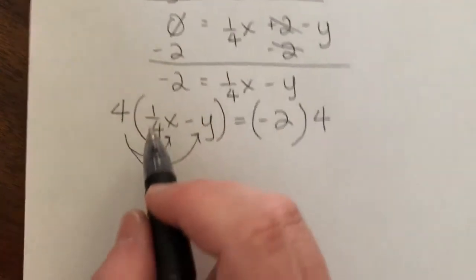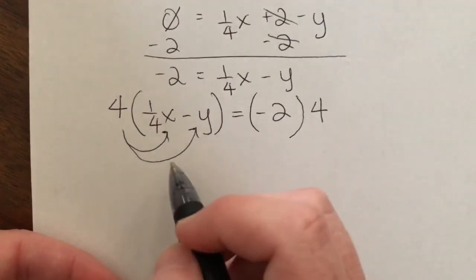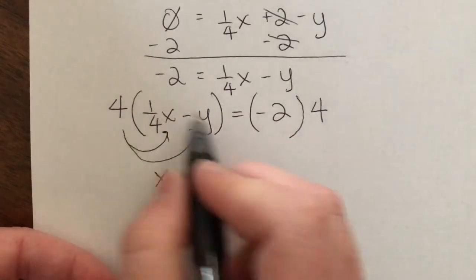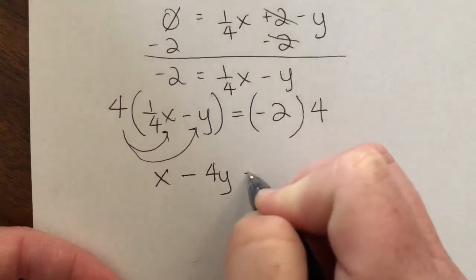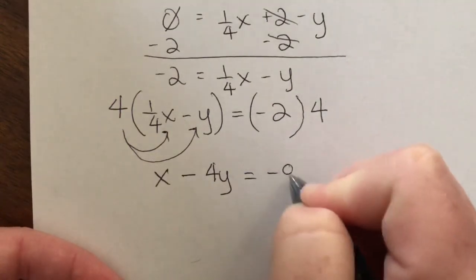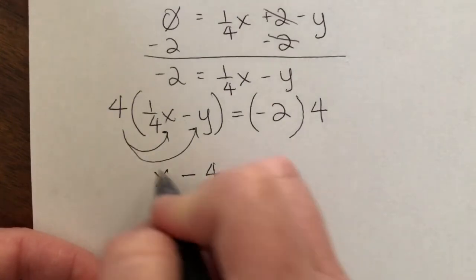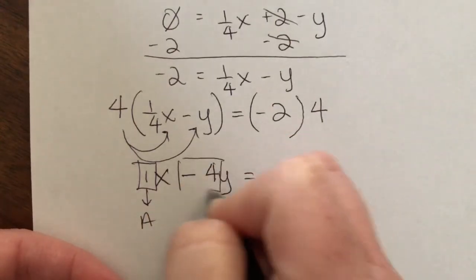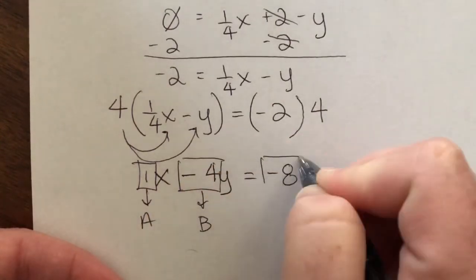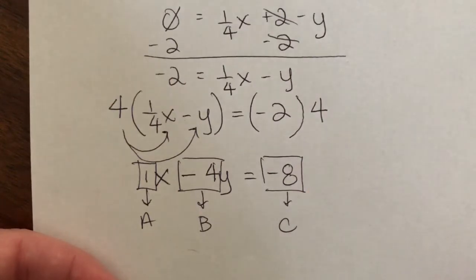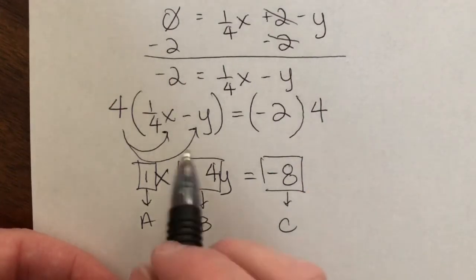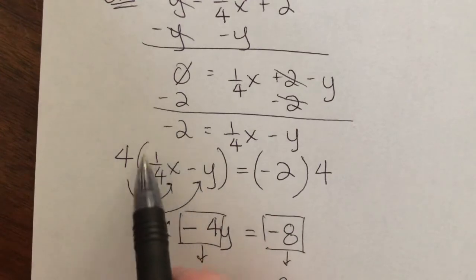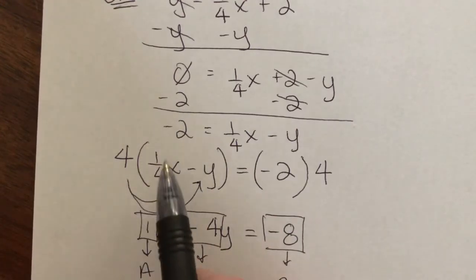Okay, so 4 times 1/4 would give me 4/4, which is just 1. So I've got 1x, bring down my minus sign. 4 times y is 4y. Bring down my equal sign. Negative 2 times 4 is negative 8. So this is in standard form. So now the number in front of x, that's my a value. The number in front of y has a negative with it. That's my b value. And the number on the other side of the equal sign, that's my c value. Kind of makes sense? This way right here looks like standard form, but our rule says the number in front of x, that a value, cannot be a fraction.